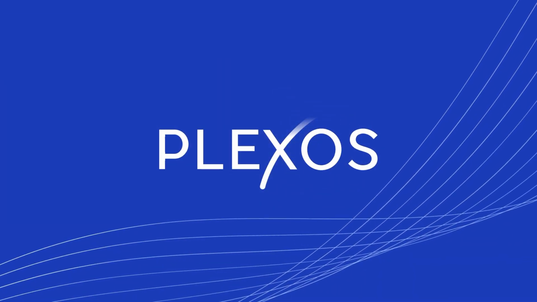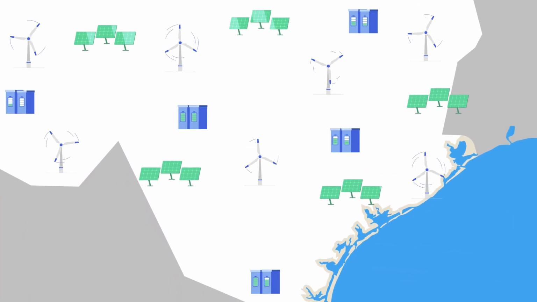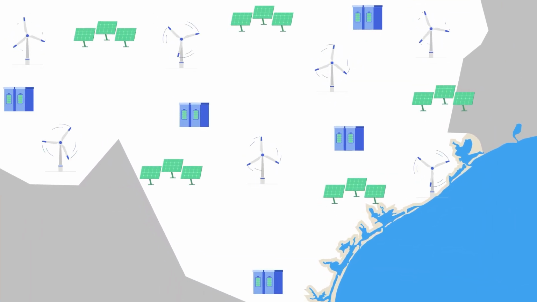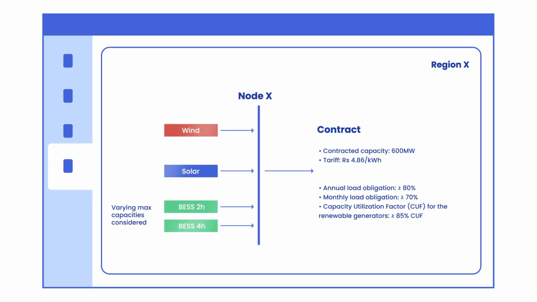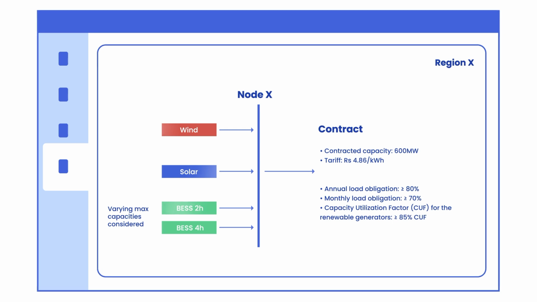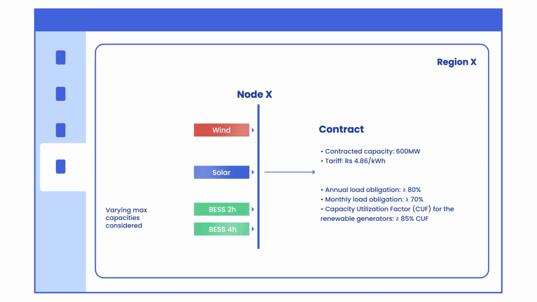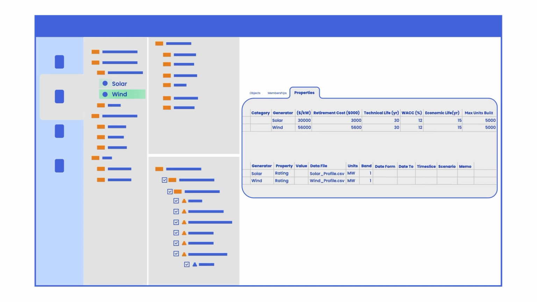PLEXOS is a powerful platform that helps renewable developers assess and plan renewable energy projects by modeling complex power systems and simulating various scenarios to help understand the impact of different decisions on power supply, demand, prices, risks, and project investments. With PLEXOS, we begin by modeling the wind farms and solar parks.